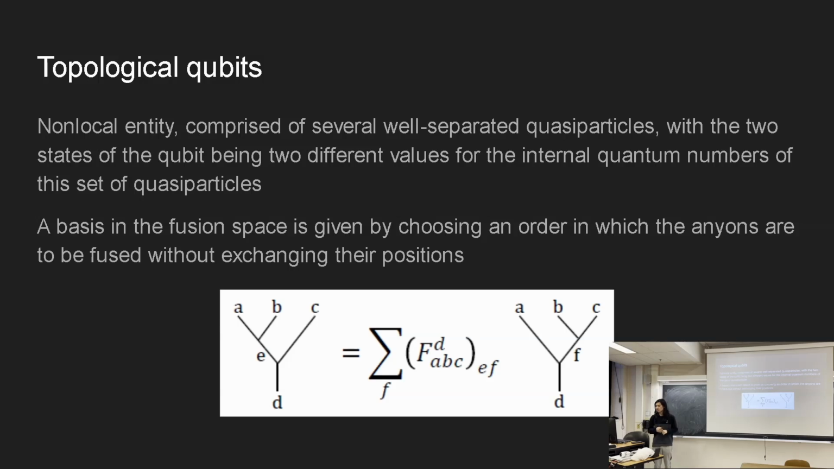A basis in the fusion space is given by the order in which you fuse the anyons. Here's one possible basis, and you can convert it into another basis using this F matrix. These are topologically equivalent, which is why they represent the same state.